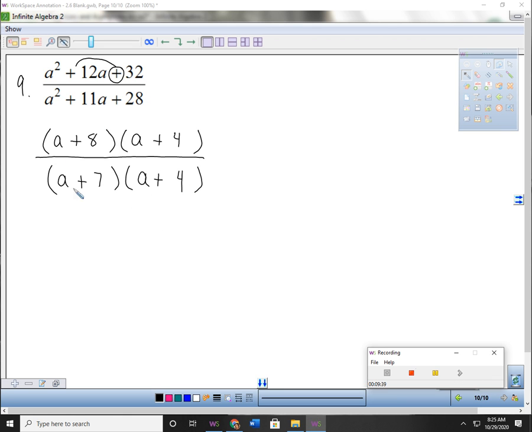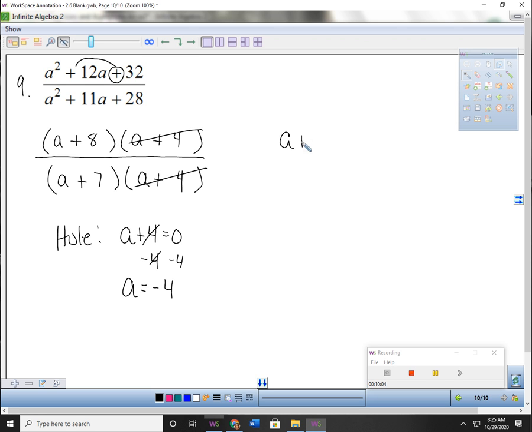All right, so I'm going to look and see if I have anything to cancel from top to bottom. I have an a plus 4 and an a plus 4, so that's going to give me a hole. I'm going to set that factor equal to 0, so I have a hole at negative 4. So when x is negative 4, there's going to be a hole in my graph. So what I have left over is the a plus 8 on top and the a plus 7 on the bottom.